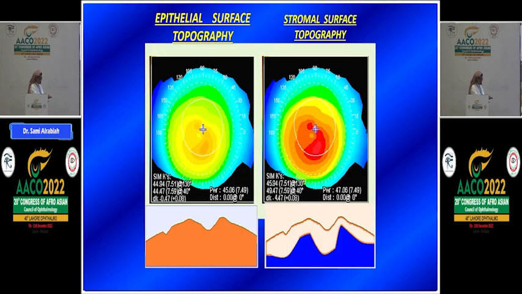Stroma is absolutely different. If you look at this picture, this is the same patient. This is before you remove the epithelium. This is after you remove the epithelium. Now imagine, look at the K readings. It's 46 here.